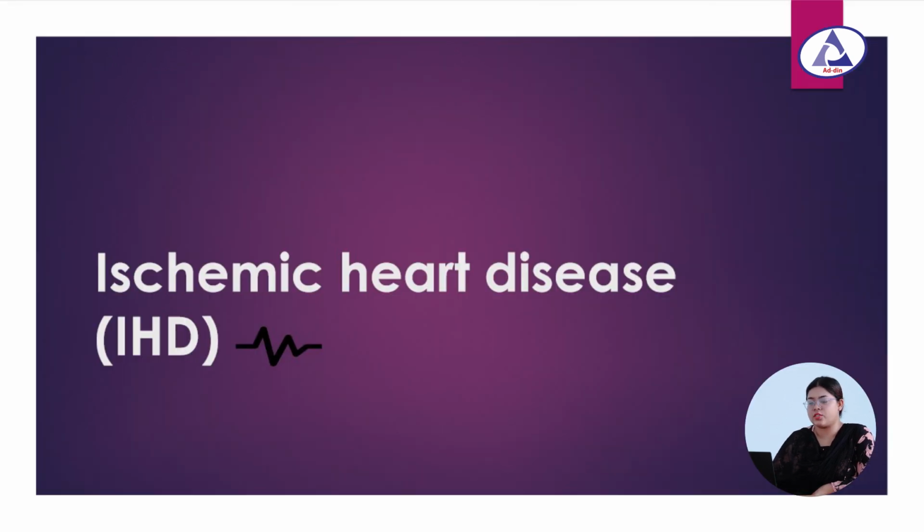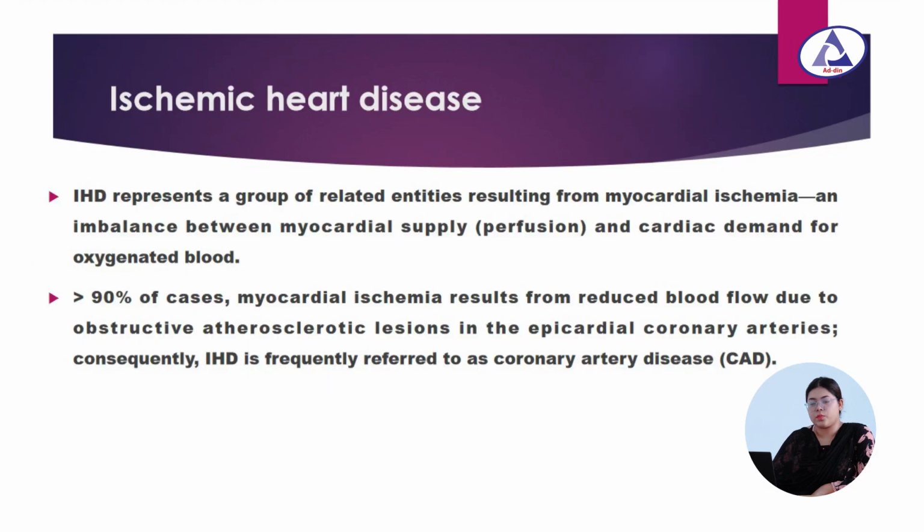Now we'll learn what ischemic heart disease is. Ischemic heart disease represents a group of related entities resulting from myocardial ischemia, an imbalance between myocardial supply and cardiac demand for oxygenated blood. In more than 90% of cases, myocardial ischemia results from reduced blood flow due to obstruction by atherosclerotic lesions in the epicardial coronary arteries. Consequently, ischemic heart disease is frequently referred to as coronary artery disease.